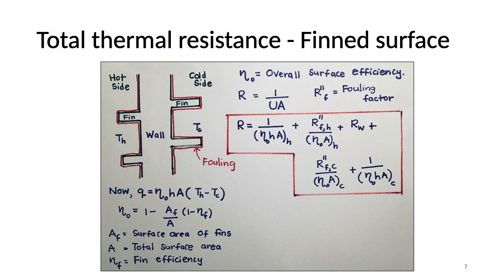As we discussed earlier, extended surfaces are used to reduce the resistance to heat transfer. The figure shows a wall of a heat exchanger where extended surfaces are used. The red color shows the fouling. And we use the highlighted formula for calculating the thermal resistance in such heat exchangers. An efficiency eta naught is introduced, which is the overall surface efficiency. And Rf double dash is the fouling factor and Rw is the resistance due to wall material.